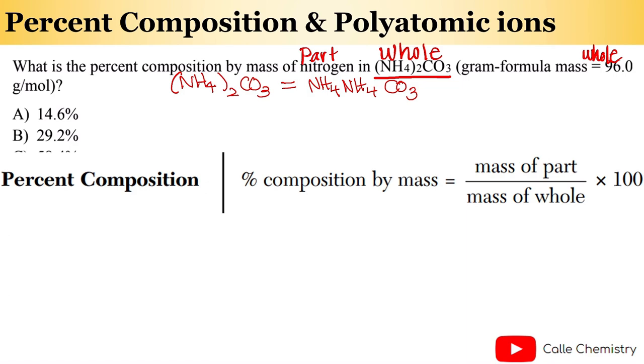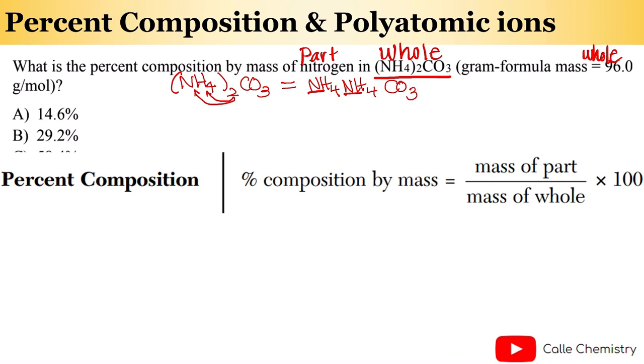Now I wrote it like this so you see how many nitrogens you have. So now it is very obvious that we have 2 nitrogens. So this subscript here, you multiply it by each subscript that you see. So we have 2 nitrogens and we have 8 hydrogens.